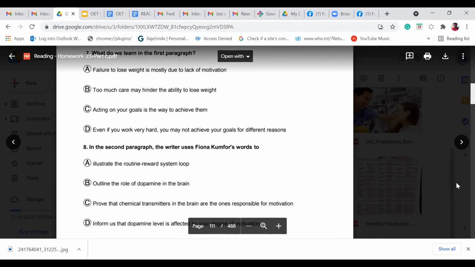Option C, acting on your goals is the way to achieve them. I'll take option D as well: even if you work hard, you may not achieve your goals for different reasons. So you can see that options C and D look like opposites. It's contradicting. Acting on your goals is the way to achieve them, which means acting on your goal is the way to achieve weight loss. D is saying even if you work hard, you may not achieve your goals for different reasons.